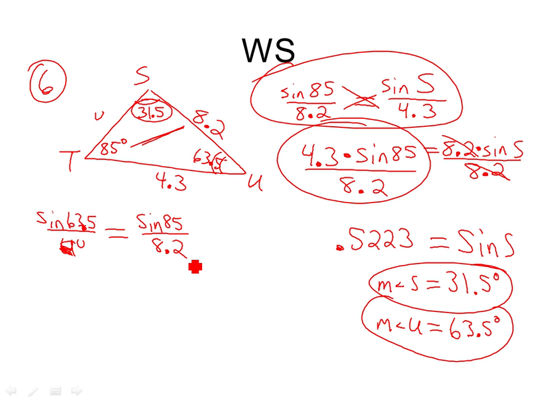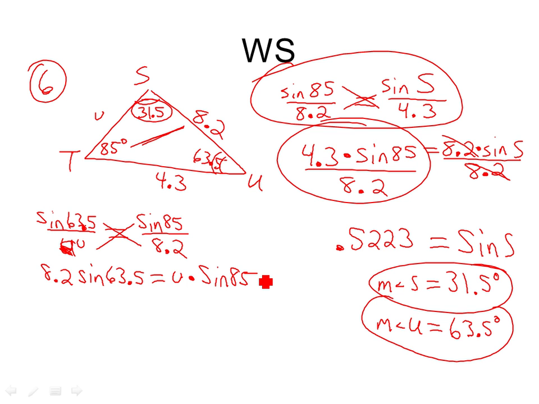Now, same idea. When I cross multiply here, how am I going to rewrite that? 8.2 times the sine of 63.5. When I cross multiply here, sine of 85, put this first, u times sine of 85.